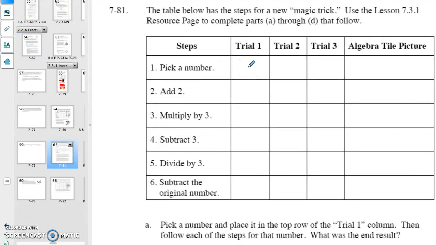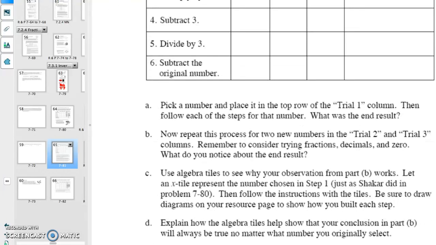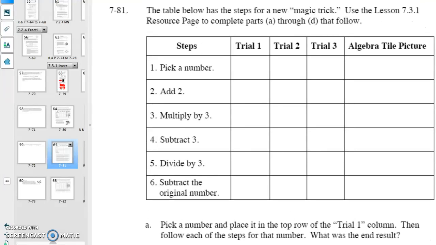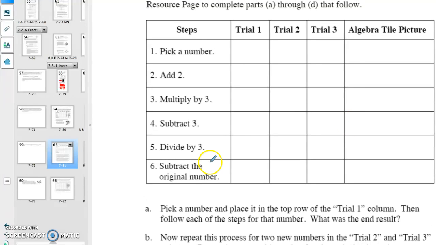All right, we are moving on to 7-81. And for this, it says the table below has the steps for a new magic trick. I don't have a resource page for you, so I want you to write this chart out. And then you're going to follow directions A, B, C, and D. And then in a little bit, after you're done, I will go through the answers with you. So pause the frame right now, and you're going to go through these problems, and then we will go through the answers together.